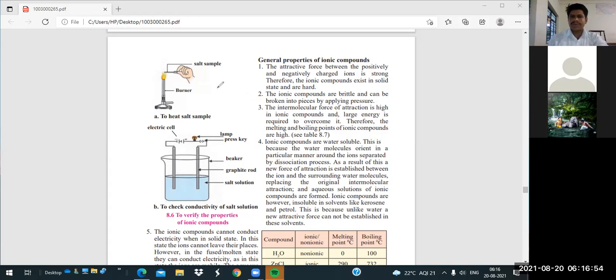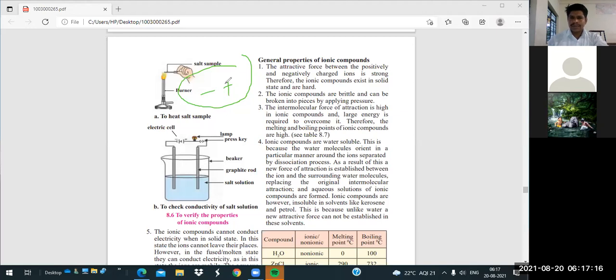Then the intermolecular force of attraction is high in ionic compounds, because suppose one is a positive and one is a negative charge, and when they come in contact they form a strong attraction, because both are opposite charges, and large energy is required to overcome it. Suppose we have to break this bonding, then we require a large energy.